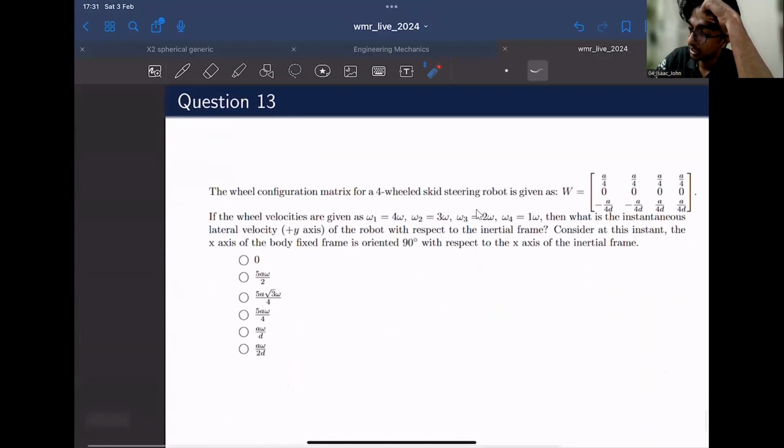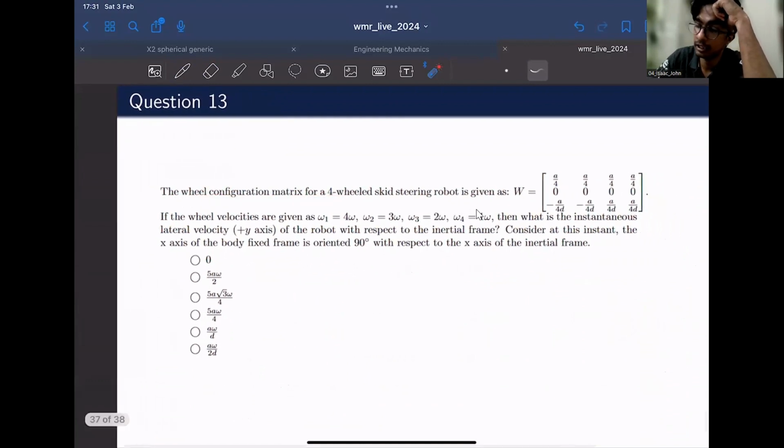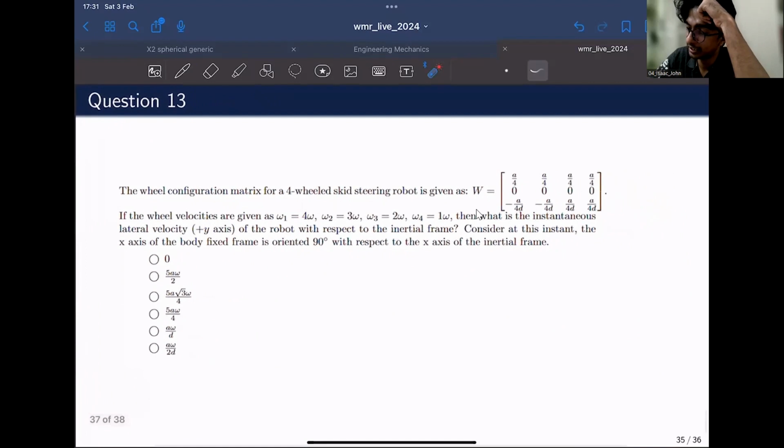And yeah, we also have one more question. I leave you to solve this. This is a straightforward problem again. It says it's a four-wheel skid steering robot.